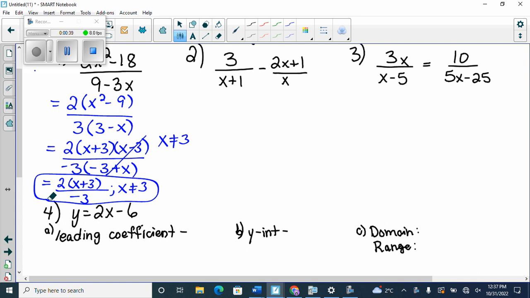The second one is a subtraction. When we have a subtraction, our very first step is to see if we can do something to our denominator so that we can make them be the same. There's nothing I can do. One is an x plus 1 and one is an x.